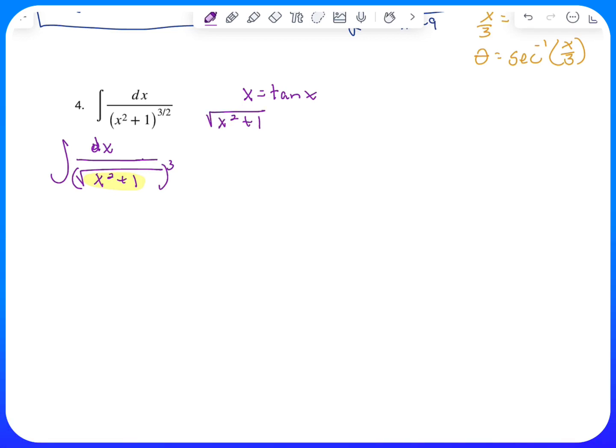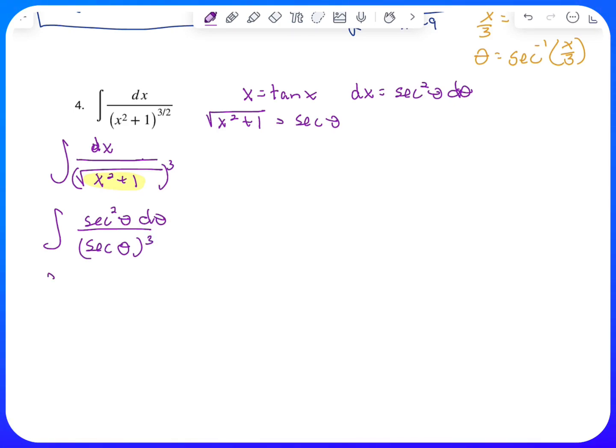And our square root of x squared plus 1 is going to be equal to a, which is 1, secant theta. And the derivative of tangent we know to be secant squared theta d theta. So turning everything in terms of theta, replacing dx with secant squared theta d theta, replacing the square root with secant theta, and then we still have that quantity cubed, so we need to cube that secant. Simplifying down, we can factor out all but one secant from the denominator.